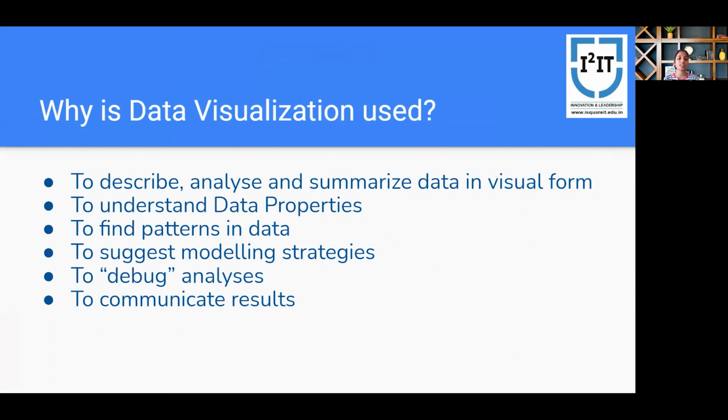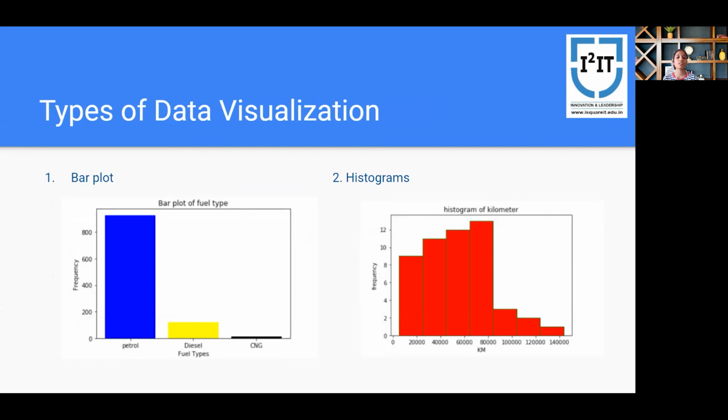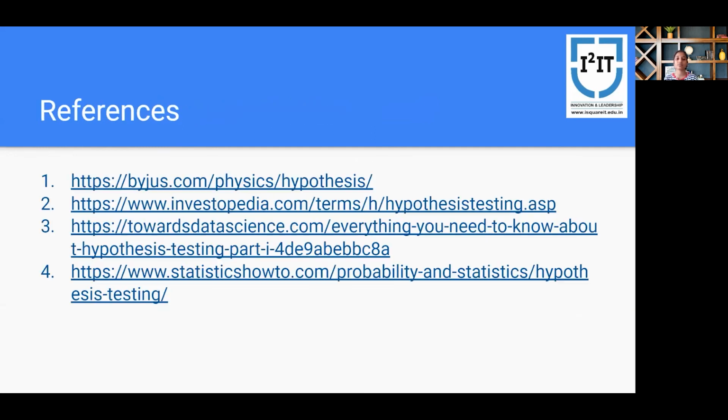Why is it used? It gives us a clear idea of what the information means by giving it a visual context through maps or graphs. This makes the data more natural for humans to comprehend. Some types of data visualizations are bar plots, bar charts, histograms, line charts, scatter plots, etc.